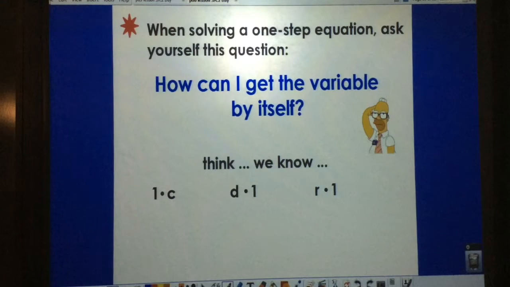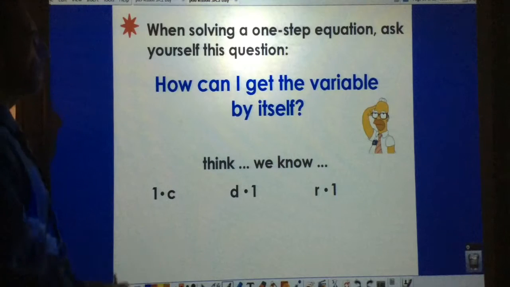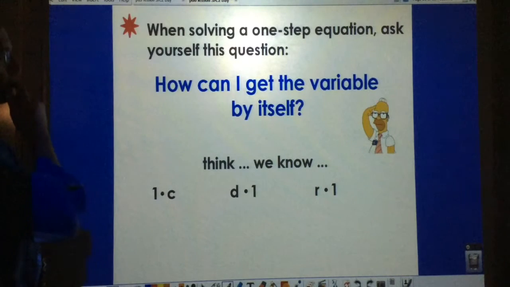Now, if you would take your note sheet and flip it over. Today, we're going to think about how can you get the variable by itself.